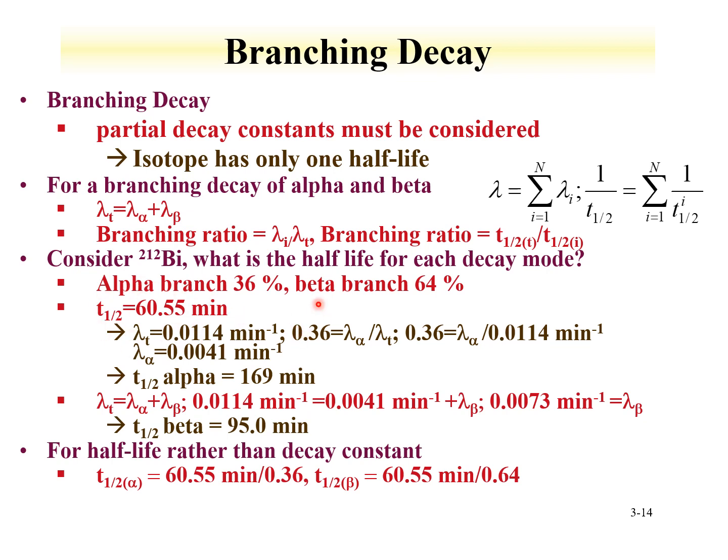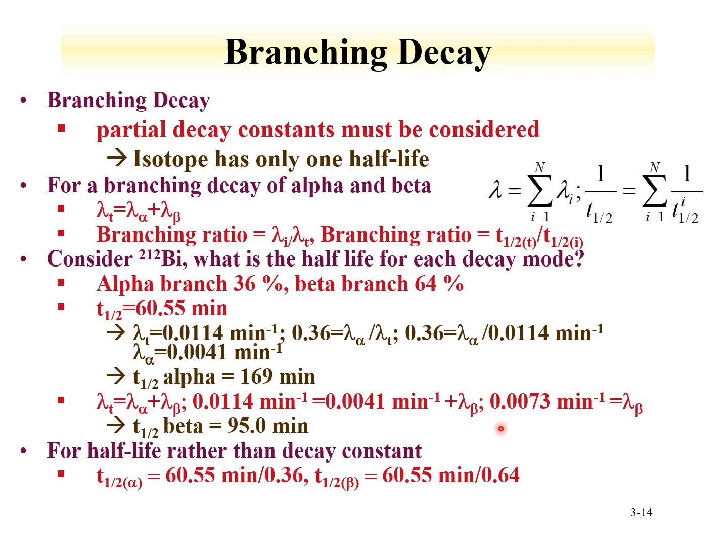We see that the branching ratio for the alpha, 0.36, is equal to the alpha decay constant divided by the total decay constant. Let's solve for the alpha decay constant as shown here. We get a decay constant of 0.0041 inverse minutes. Log 2 divided by the half-life is equal to the decay constant. We use that to calculate the alpha decay half-life, which is about 170 minutes.